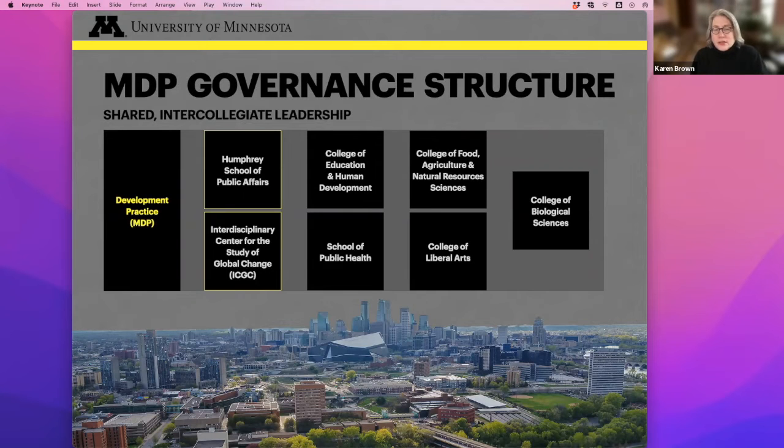So I'll say just a little bit about the MDP governance structure, which is important to know because it really defines how our program operates. This program is an intercollegiate program. We have academic partners across campus. So the Humphrey School of Public Affairs and ICGC, as I mentioned earlier, are the primary partners offering the program. But in addition, we partner closely with these colleges that you see on the screen in education, public health, agriculture, et cetera, whose faculty work closely with our students to provide them with coursework and education from their specific disciplines and fields.